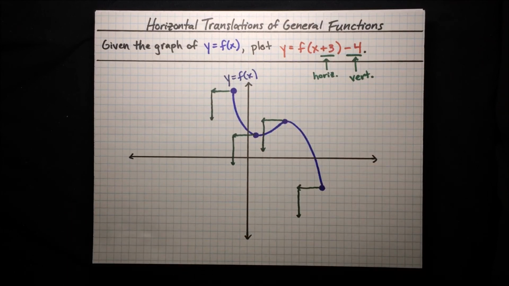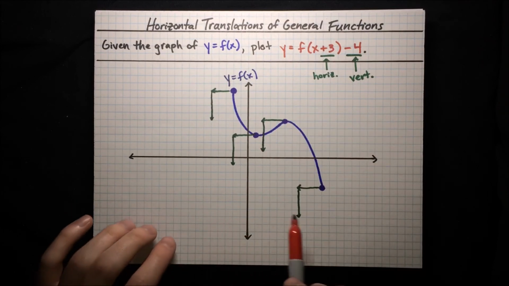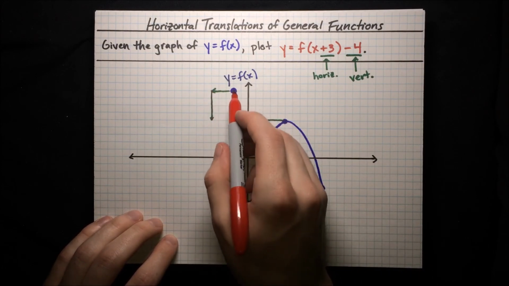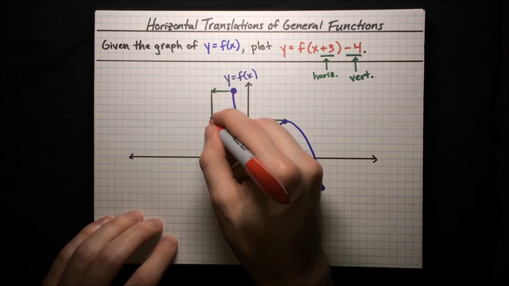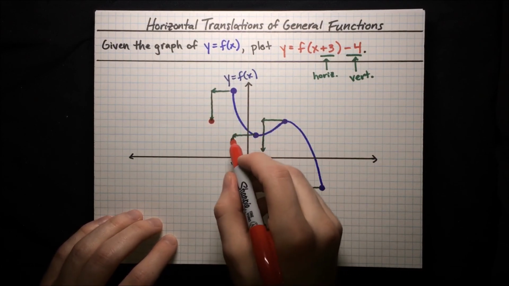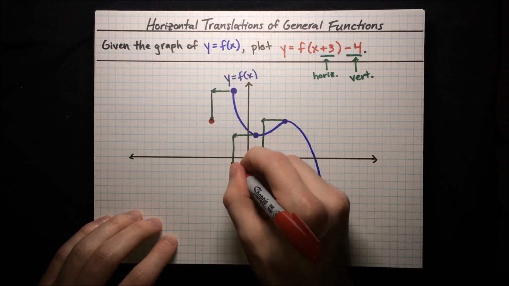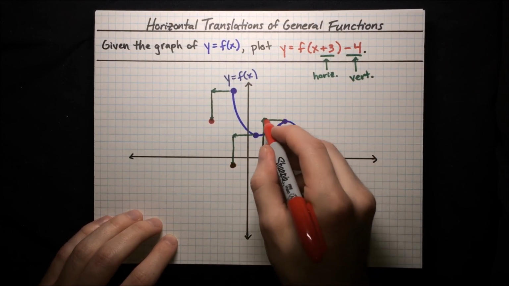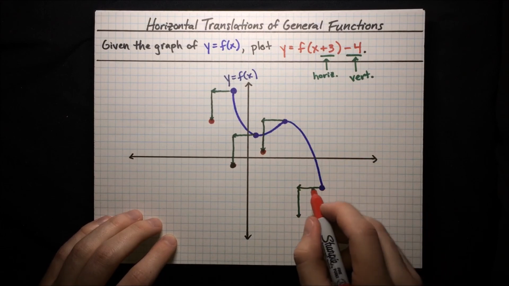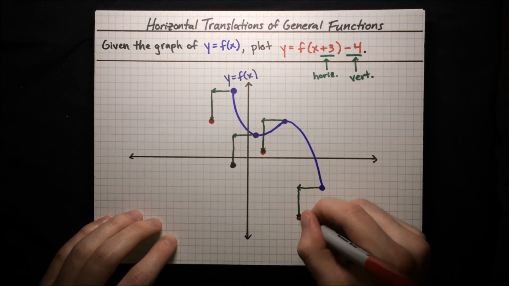Now we're ready to plot the points. Let's plot the points. So this point here, that gets shifted left 3 and then down 4, and we end up over here. Now this point here goes left 3, down 4, we end up over here. This point, left 3, down 4, we end up over here. And this point, left 3, down 4, we end up over there.